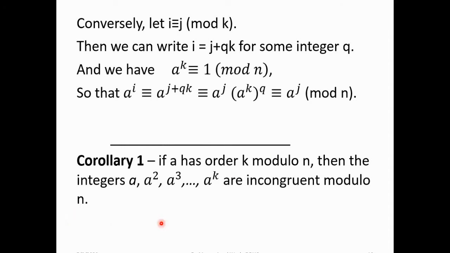So this is a corollary to this theorem. It says that if a has order k mod n, then the integers a square, a cube, up to a to the power k are incongruent modulo n. All these powers are incongruent. If a has order k, then a, a square, a cube, up to a to the power k, they all are incongruent modulo n.